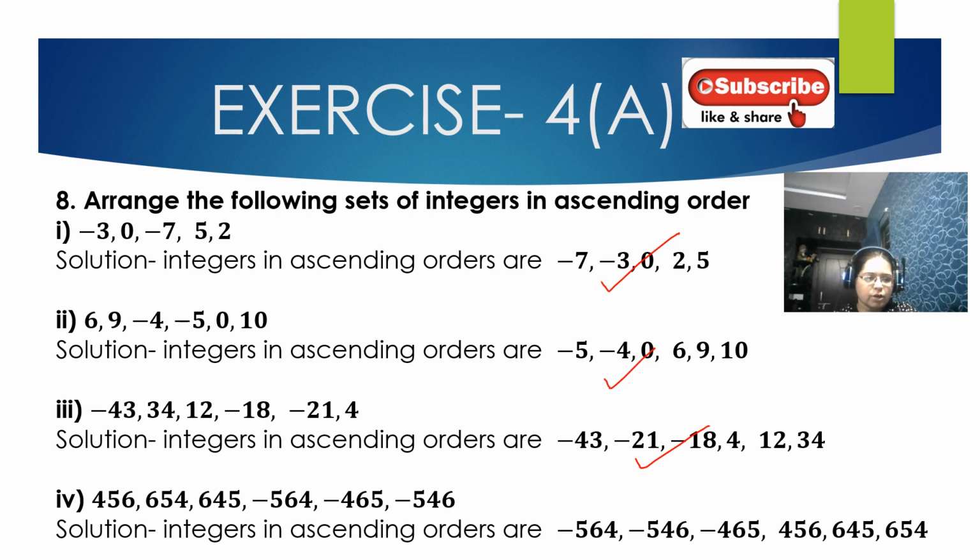Fourth group, 456, 654, 645, -564, -465 and -546. We know every negative integer is less than the positive integers. So the integers in ascending order, that is smallest to greatest, are first -564, then -546, then -465. These are the negative integers. Then 456, this is the smallest positive integer, then 645, then 654.